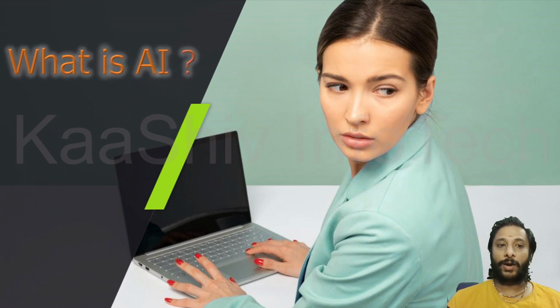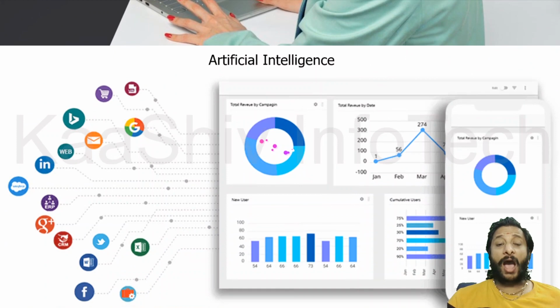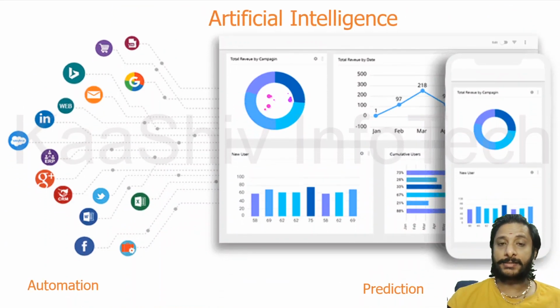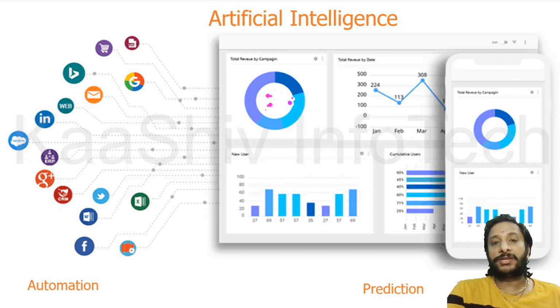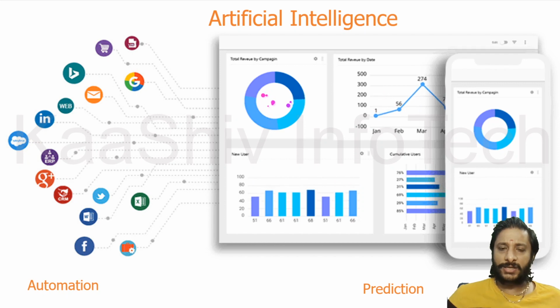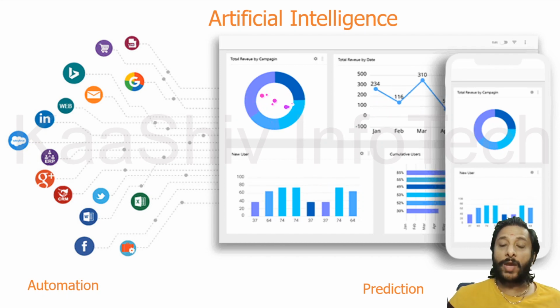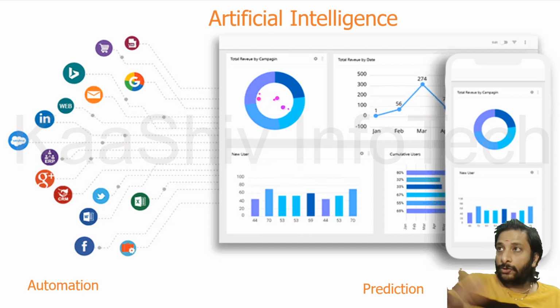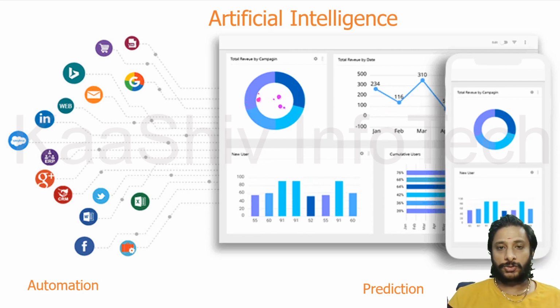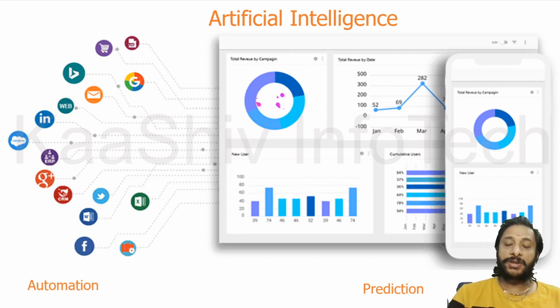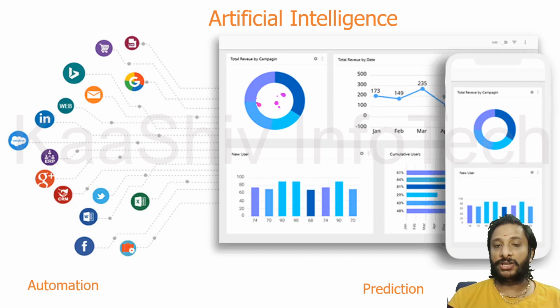Now let's talk about what is AI. What is artificial intelligence? Artificial intelligence plays a very important role in two different areas. The one is automation. Robotics, everything is automated, with no human intervention. Machines started moving up, and that is where automation comes into the picture. From there, I need to predict something, so prediction comes into the picture. You got automation and you got prediction. The combination of automation and prediction gives you artificial intelligence.